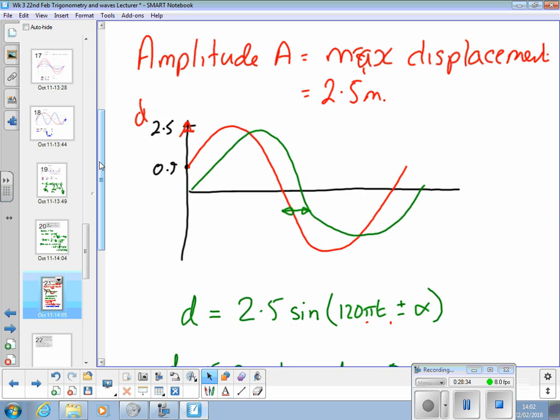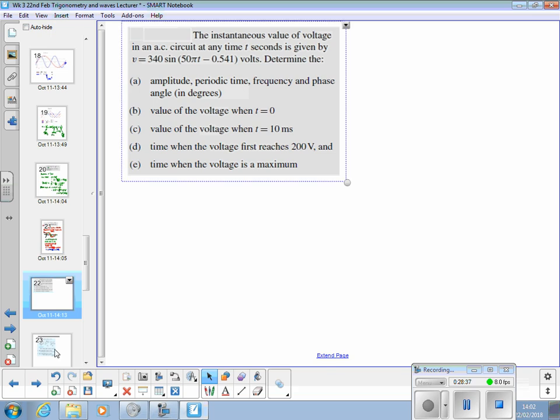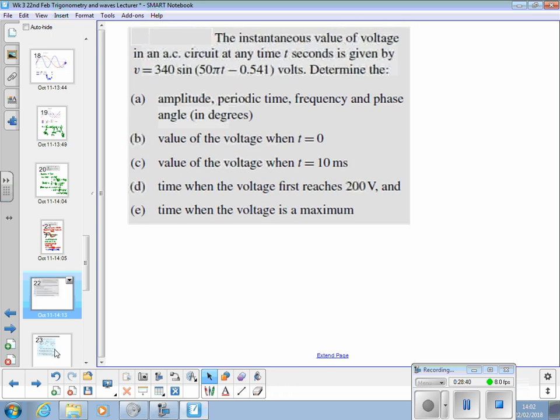Right. What have we got on the next page? Instantaneous value of voltage in an AC circuit at t seconds is given by V, instantaneous values, lowercase letters. Okay, is equal to 340 volts sine 50 pi t minus 0.541 volts. Determine the amplitude, periodic time, frequency, and phase angle in degrees, which is actually what we've done in the previous question. So do that bit.